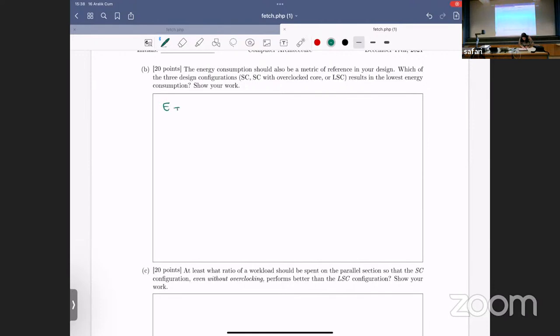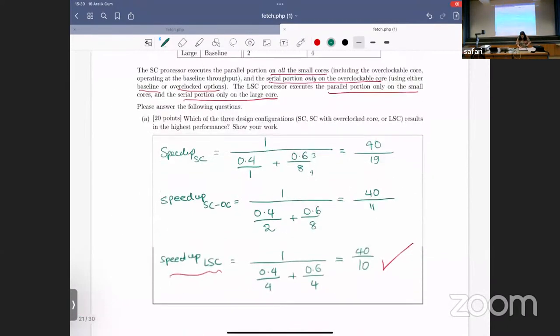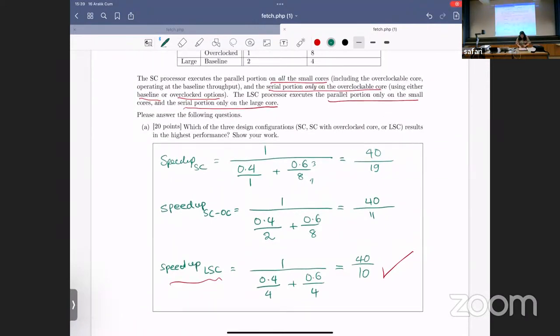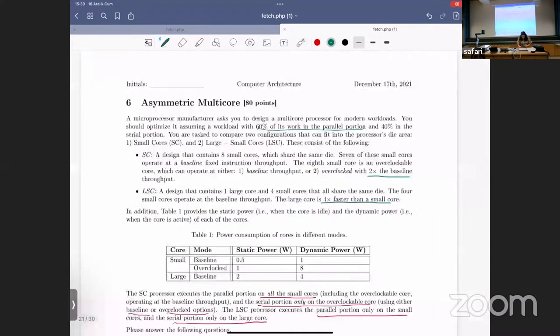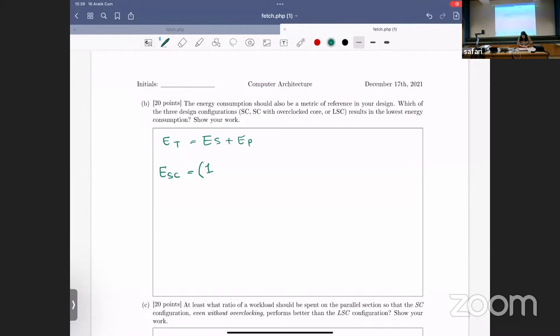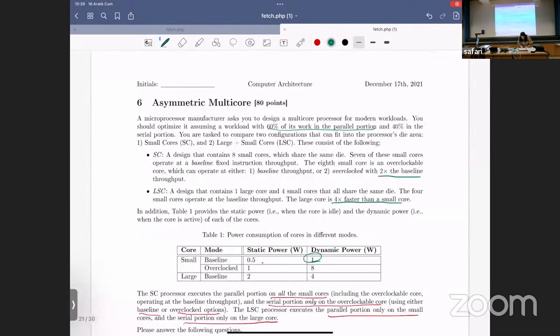So when we want to find the total energy, we need to find the energy spent on the serial portion and the energy spent on the parallel portion. We know the ratio of time spent on the serial portion and the parallel portion in these parts, right? For example, here 0.6 divided by 8 could be the parallel part, whereas relatively 0.4 could be the serial part. If you have the paper, you can flip it easily, check it, and quickly do the calculations. So let's find the energy consumption for the SC case. When we are doing the serial portion of that application, we have the normal core in this baseline config, using one here, that's the power. But the seven other cores are idle, right? So then we would have this case.